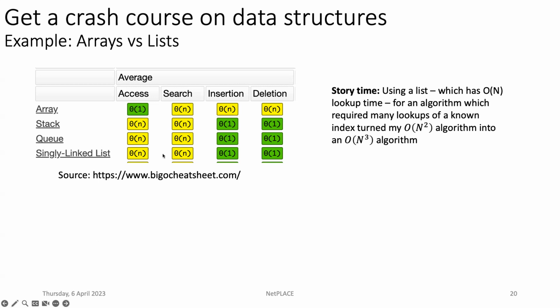For example, if you had a list and you wanted to access a specific element of it, that operation would scale by order n, the size of that list. One of the first times I had writing this algorithm, the algorithm itself was order n squared, which is not amazing, but it's okay. But because I'd used a list instead of a better data structure, I'd inadvertently turned it into an order n cubed algorithm, because it was spending all the time looking for different elements in that list.